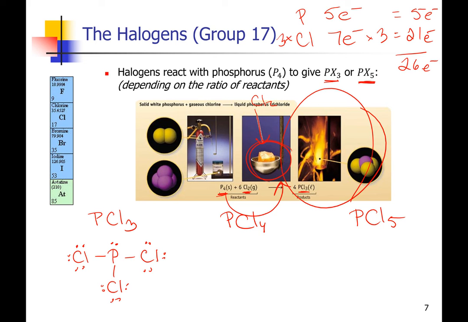If instead we wanted to draw PCl5, we could do that. So we would have 5 chlorine atoms, which is going to give us 35 electrons, which we add to the 5 from the phosphorus, giving us a total of 40. We put our phosphorus in the middle. We draw some chlorine atoms around it.